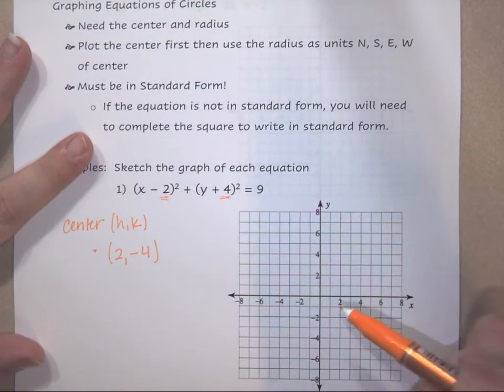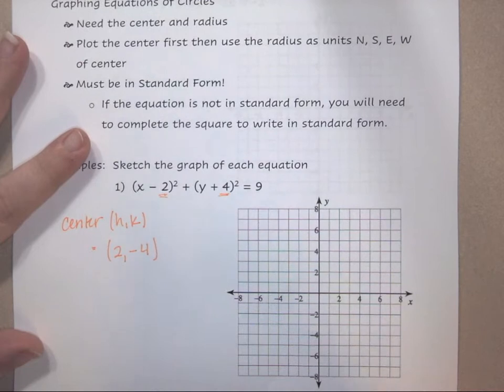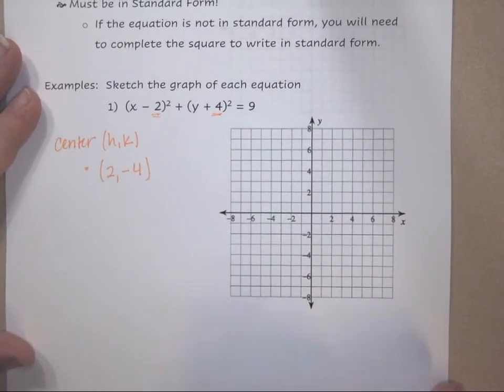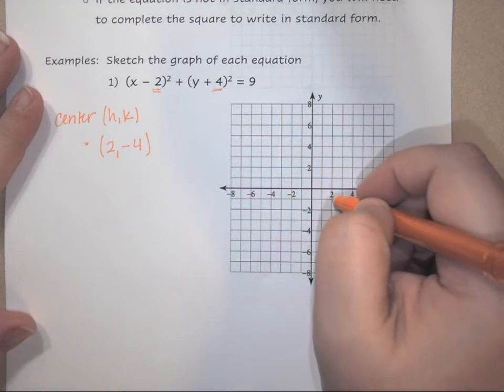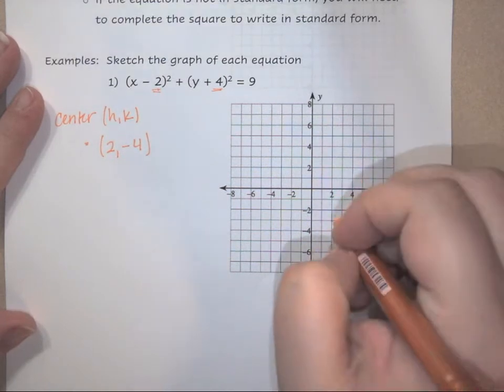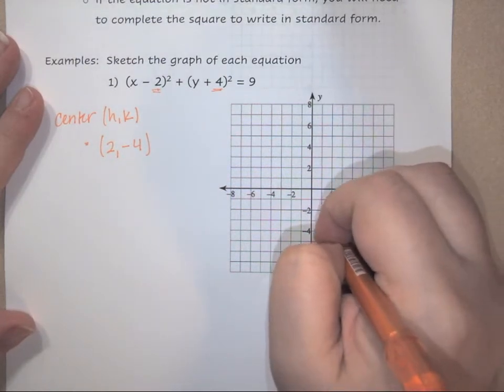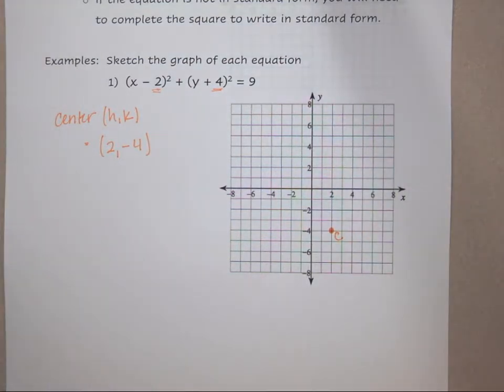And so we can go ahead and come right over here into our graph and actually graph that point. Okay, so we're going to plot the point over 2, 1, 2, 3, down 4. This is my center point here, and I'm going to mark it with a C just so that I remember.